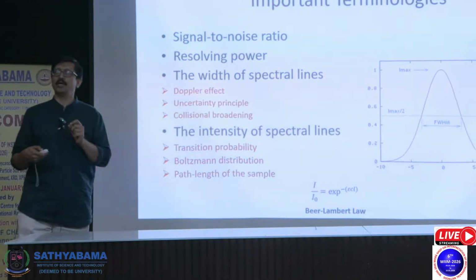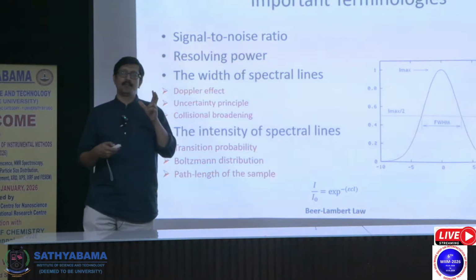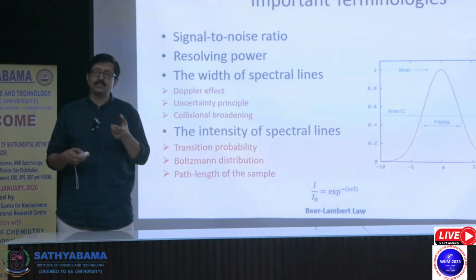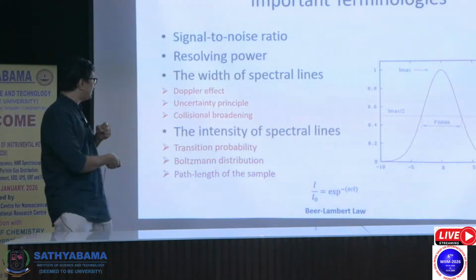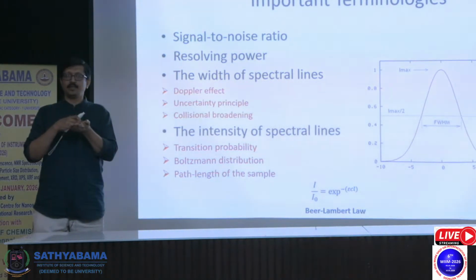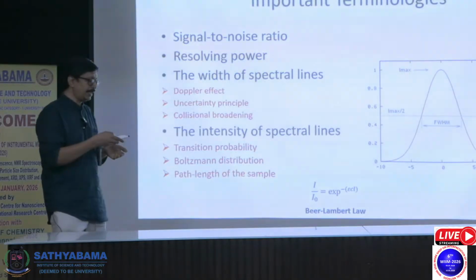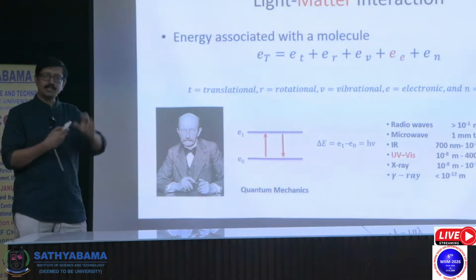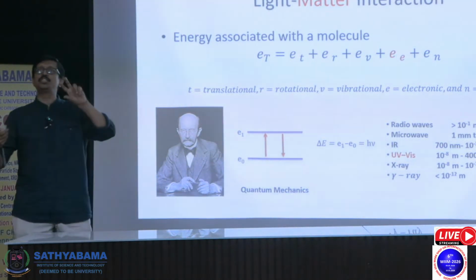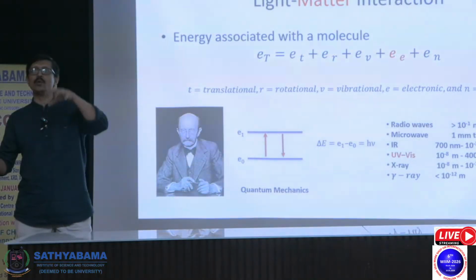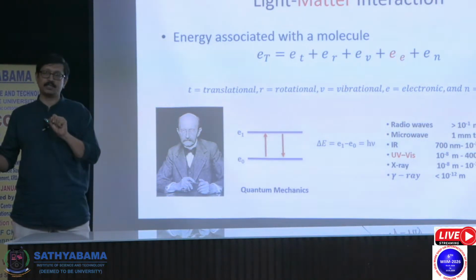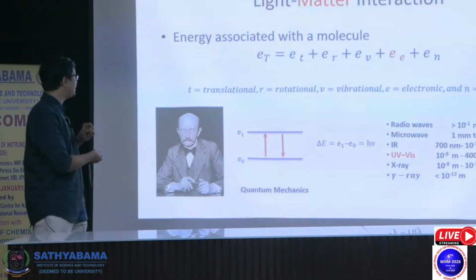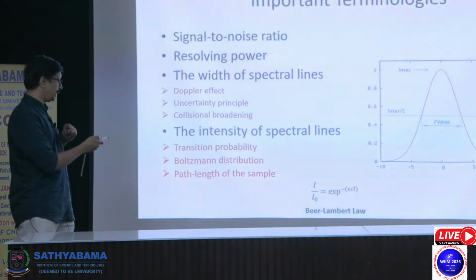Boltzmann distribution is the ratio of the number of species in the excited state to the number of species in the ground state, and how that is connected with the energy gap. In certain cases the energy gap may be more, in certain cases the energy gap will be less. Whether that has an impact on the distribution of these species in the ground and the excited state as a function of temperature. So Boltzmann came up with a distribution rule that also affects the intensity of the spectral lines.